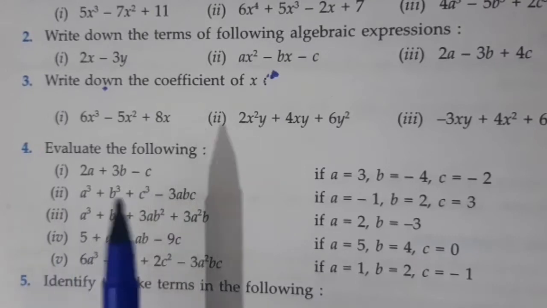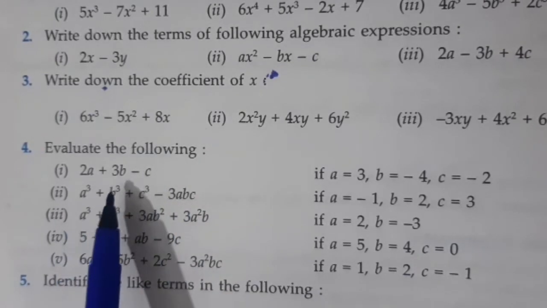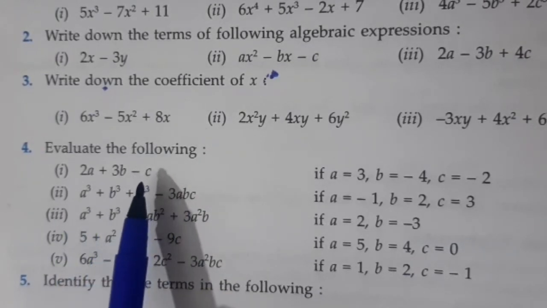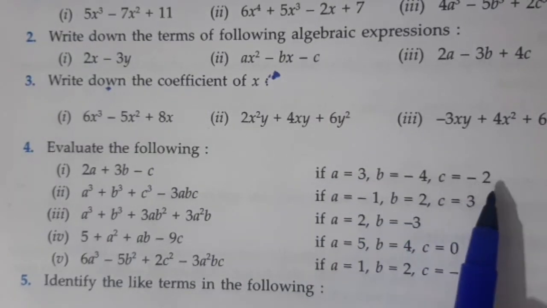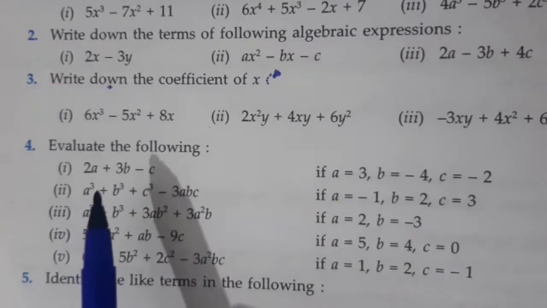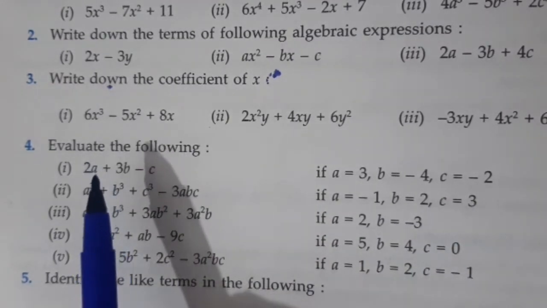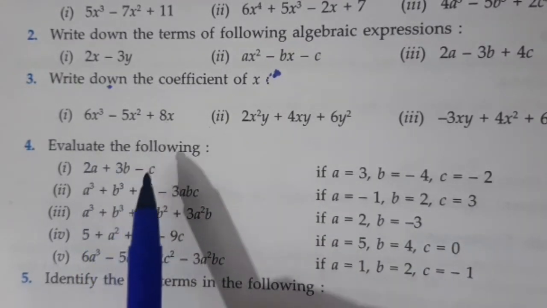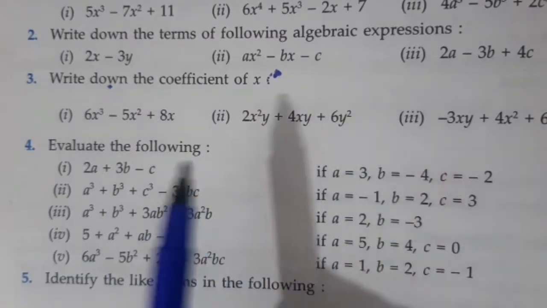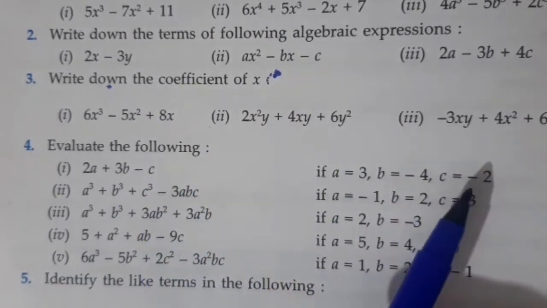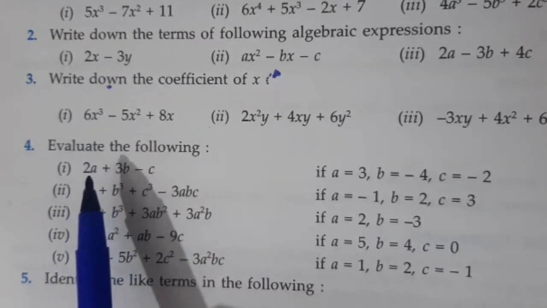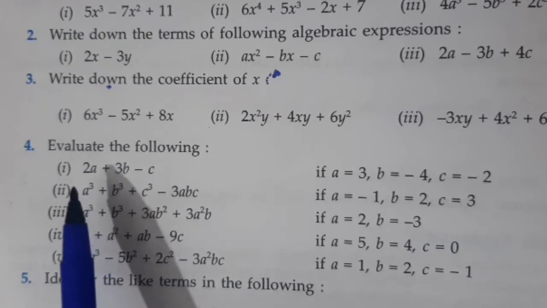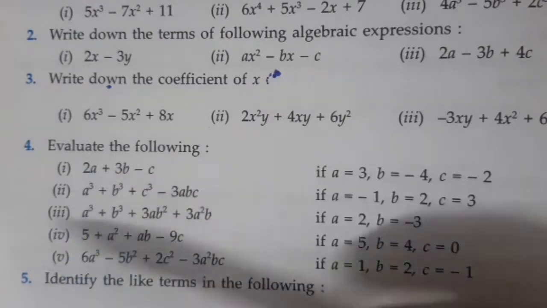Question number 4, evaluate 2a plus 3b minus c, if a is equal to 3, b is equal to minus 4 and c is equal to minus 2. Students, in place of a, you have to put the value 3. In place of b, put the value minus 4. And in place of c, put the value minus 2. For 2, no sign is written, which means a multiply sign is there. So 2 into a, that is 2 into 3.